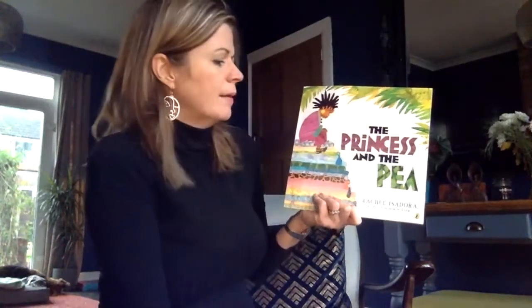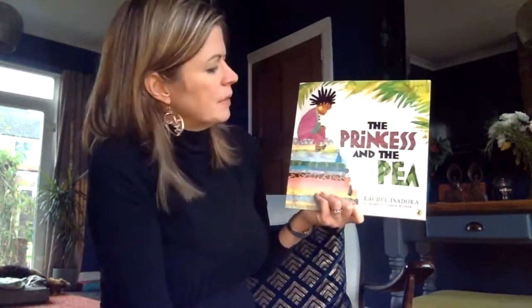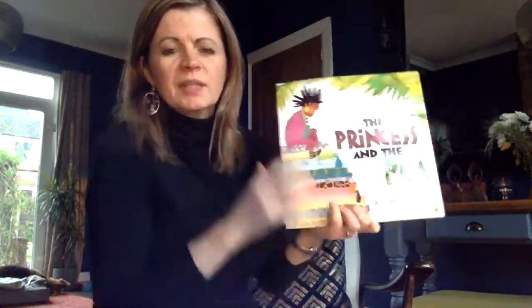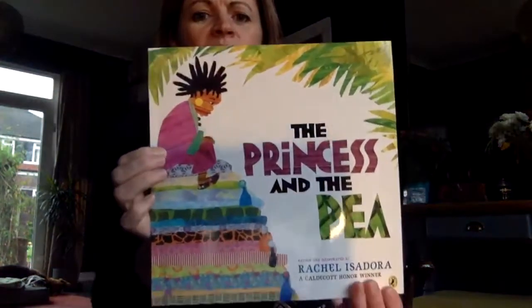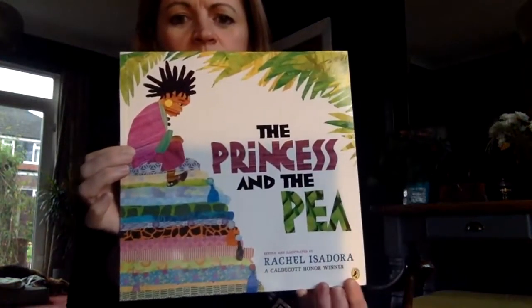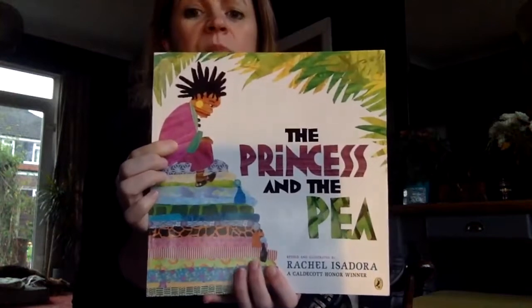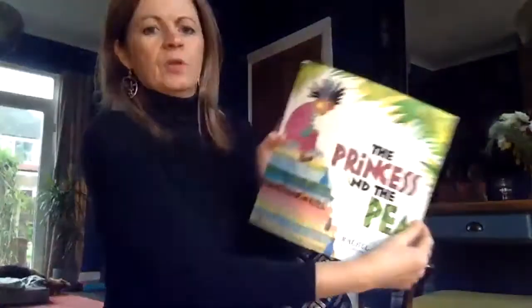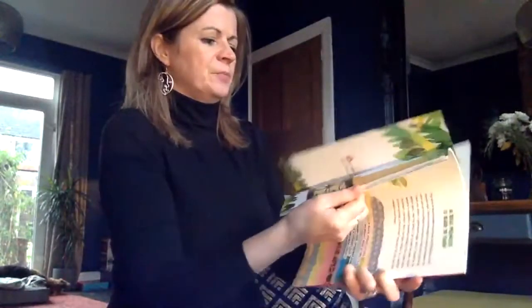Today's story is The Princess and the Pea. This is a story by Rachel Isadora. Obviously, it's a princess and the pea, but it looks a little bit different, doesn't it, from the usual story about the princess. Where do you think this story is set? We have lots of mattresses, so this girl here must be the princess. It looks like it's set in, well done, Africa. She looks like an African princess.